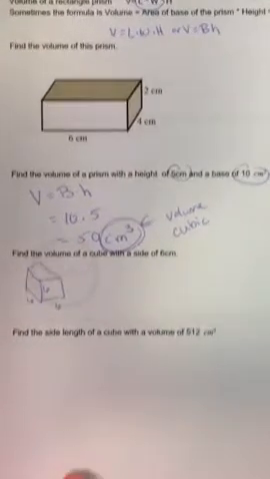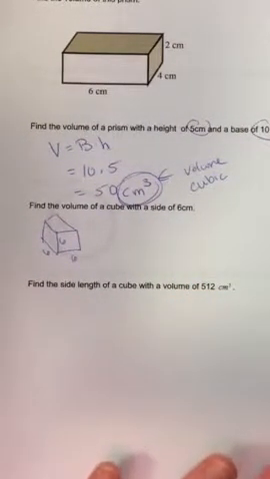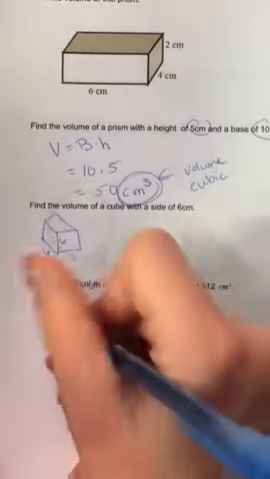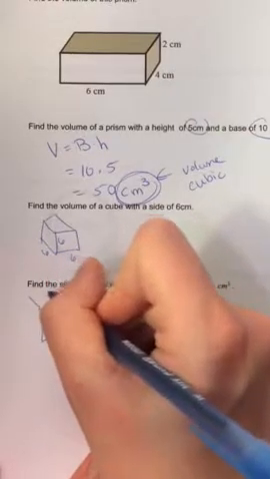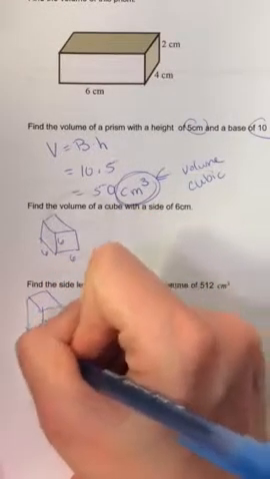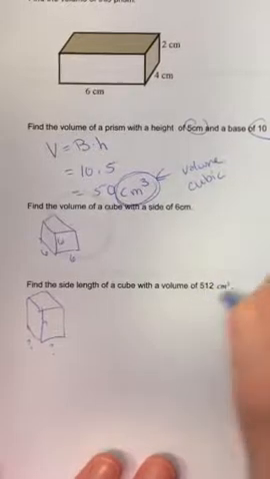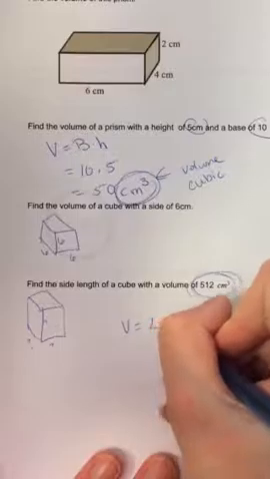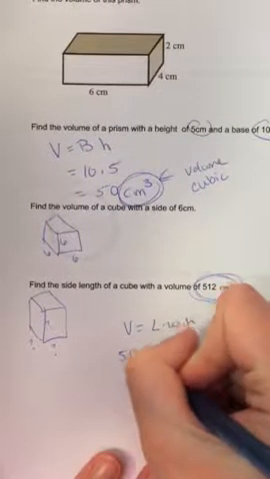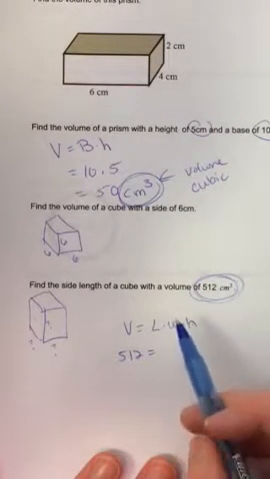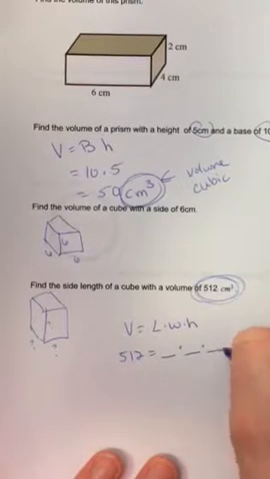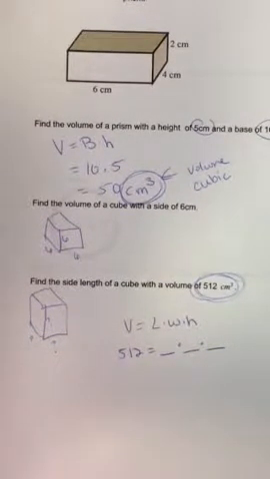Now this one's a little different, okay? It says find the side length of a cube with the volume of 512. So I have my cube again here, right? And they want me to find what the 3 side lengths are if my volume equals 512. So if I look at the formula, length times width times height, it's 512. I know conveniently that these are all the same number because it's a cube, right? So I need to find 3 numbers that are exactly the same that give me 512.